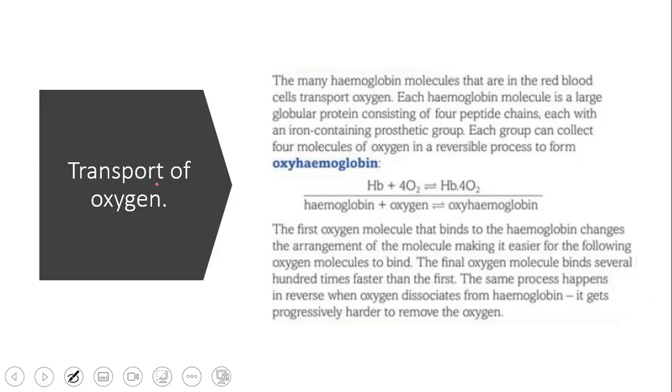So when we talk about it, oxygen is of course transported by the hemoglobin that is present in your red blood cells. We have four protein chains. So we know that hemoglobin has a quaternary protein structure, and it will generally have 4 protein chains.